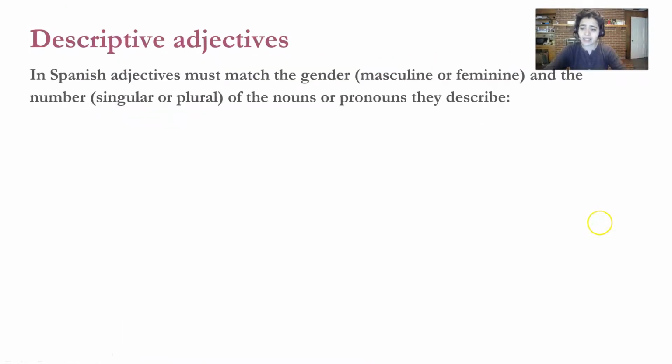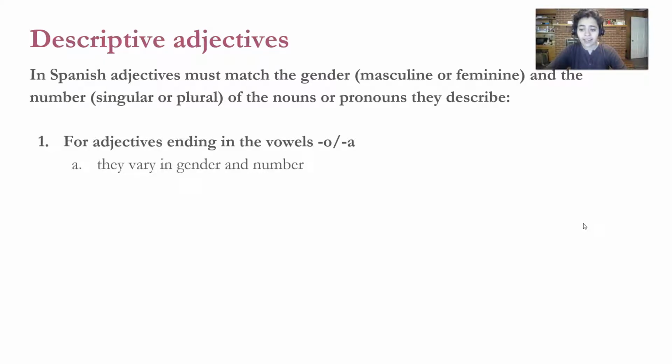Descriptive adjectives. In Spanish, adjectives must match the gender, masculine or feminine, and the number, singular or plural, of the nouns or pronouns they describe. So adjectives ending in the vowels O or A vary in gender and number. And to form the plural form of these adjectives, you have to add an S.